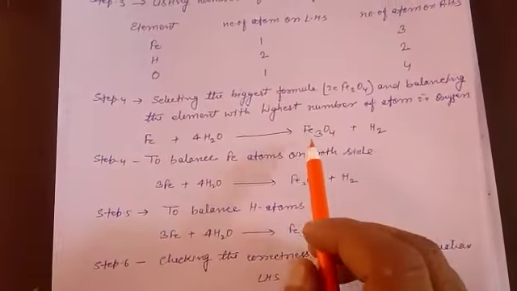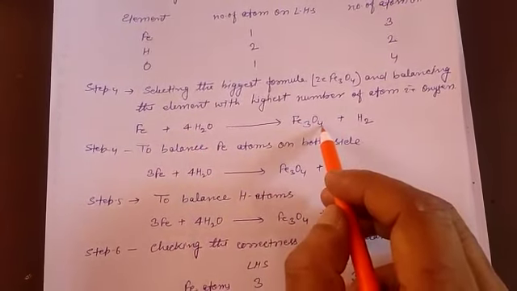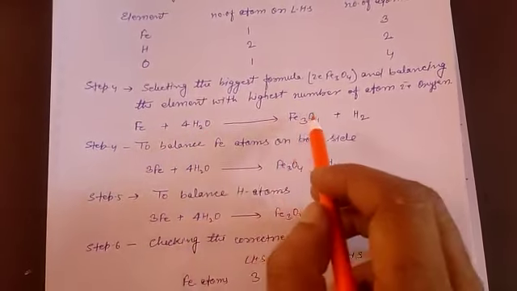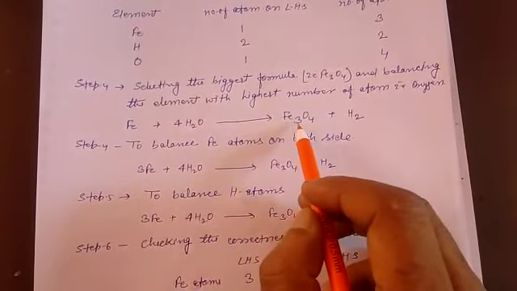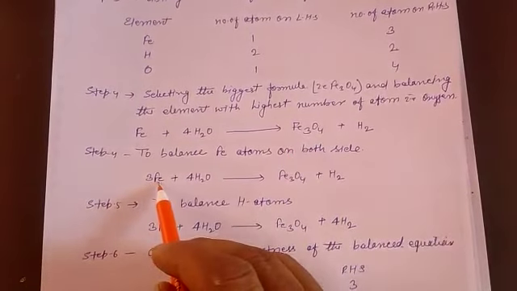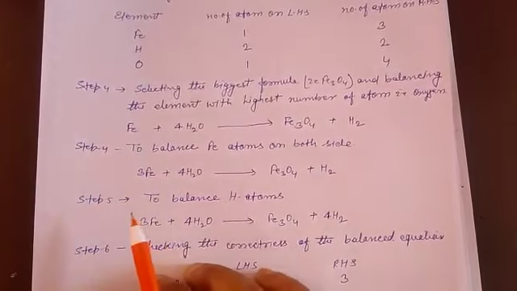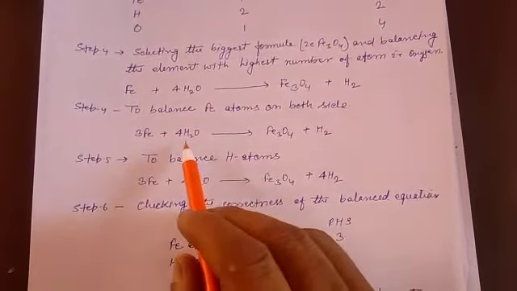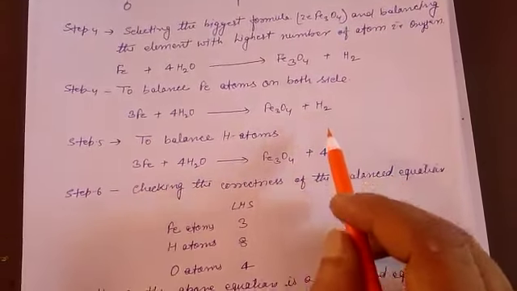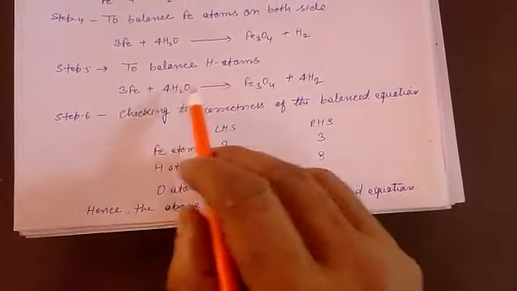To balance the oxygen, there are 4 oxygen, so I have multiplied the water molecule by 4. Now the iron is 3 over here, so I have multiplied the iron by 3 to balance the iron element. Now the remaining one is hydrogen. Here the hydrogen is 4 times 2, which is 8, and on the other side the hydrogen is only 2. So I multiply the hydrogen by 4 to balance the hydrogen atoms.